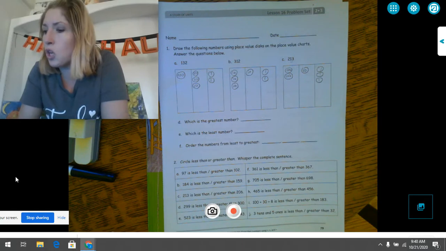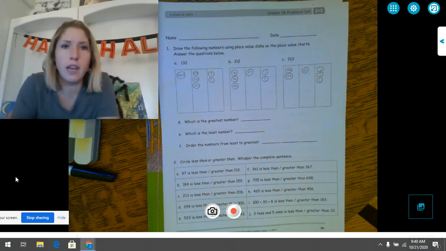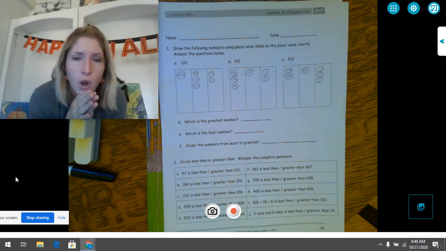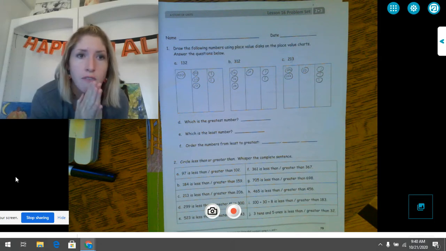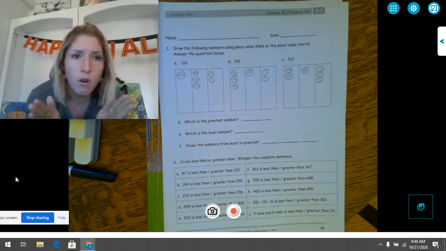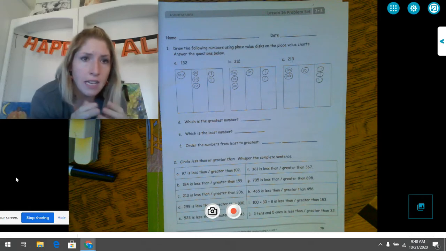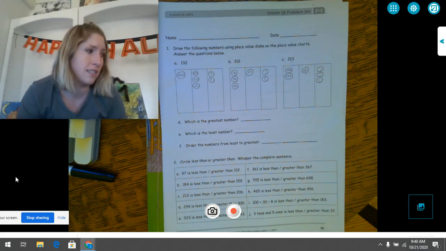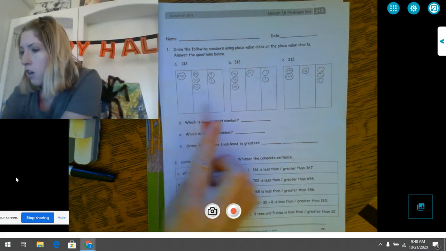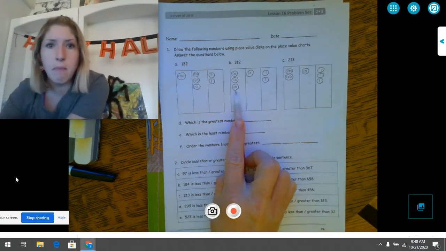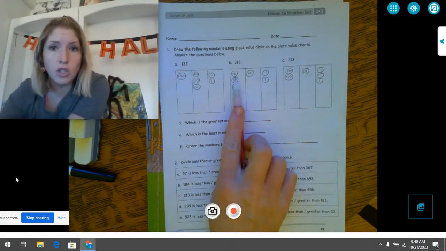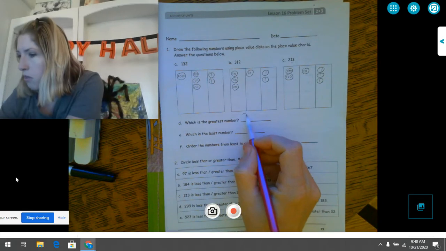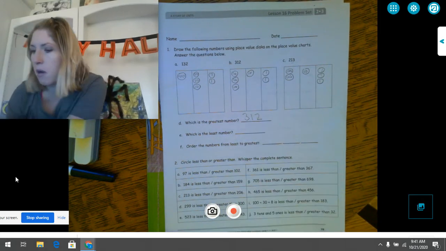So which number is the greatest number? Now, when you are looking at numbers to figure out what's the greatest number and what's the smallest number, we are going to look at the hundreds place first. So you always look over there at that hundreds place and see which one has a bigger amount of hundreds, because that means that number is going to be a lot bigger than the numbers that have less hundreds. So if we look here in our hundreds place, this one has the most hundred circles. So the number that's 300 something is going to be the greatest number. So we're going to write 312 on this spot here.